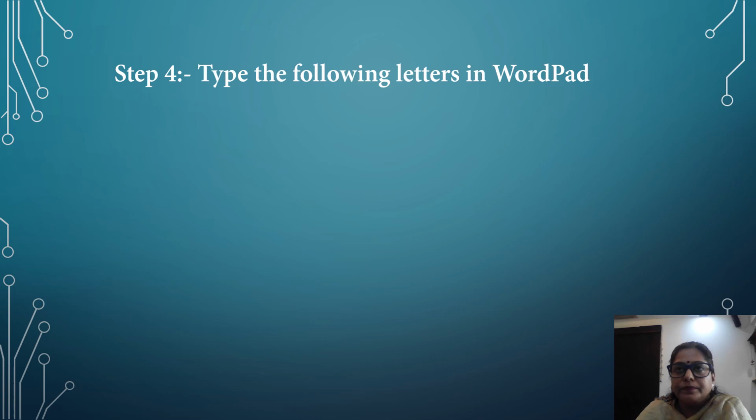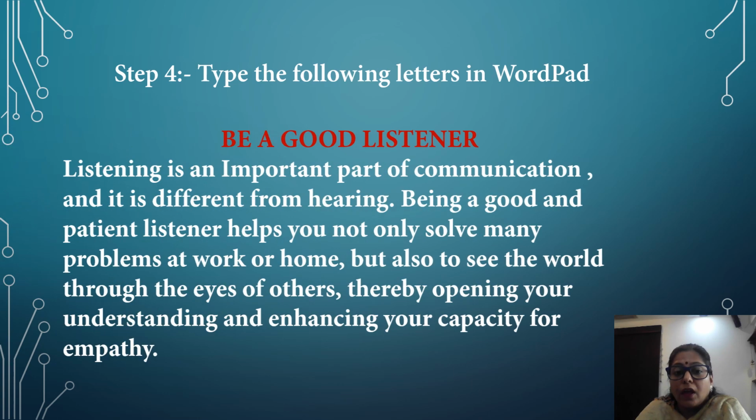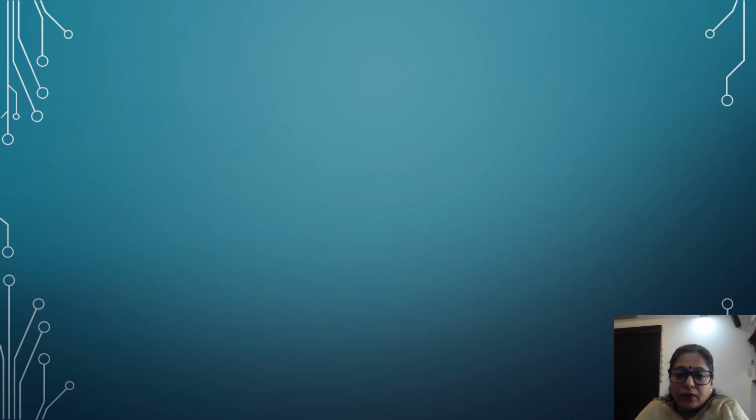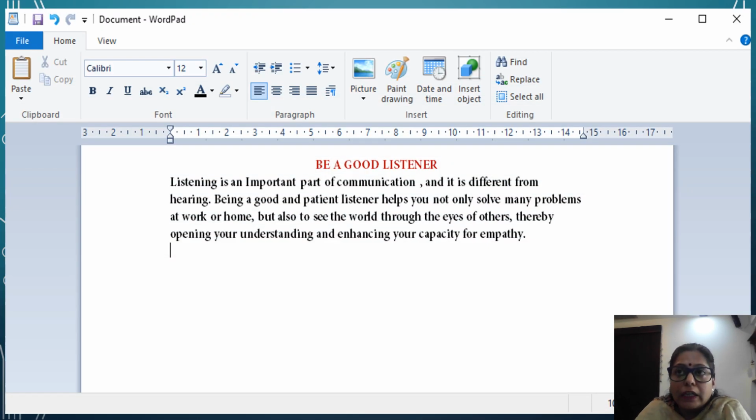Step 4, typing text. In order to type your text in WordPad, simply press the keys on the keyboard. With the help of keyboard, you have to type this paragraph in the WordPad. Your WordPad looks like this.